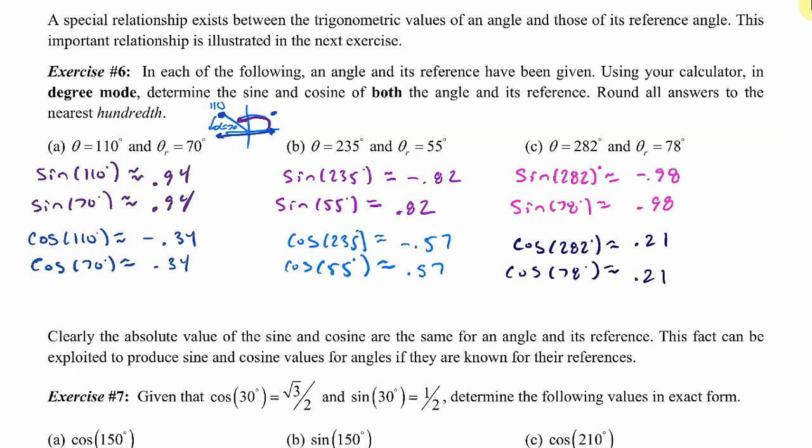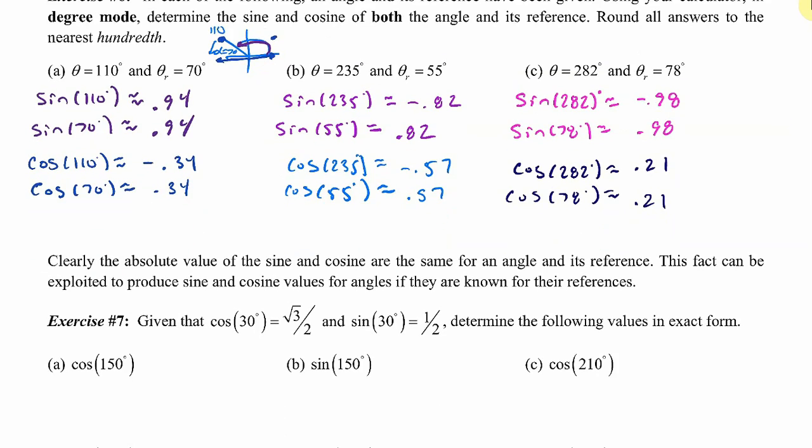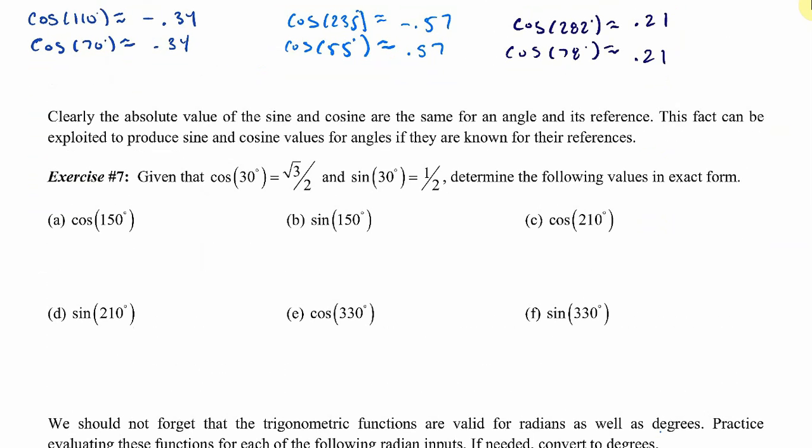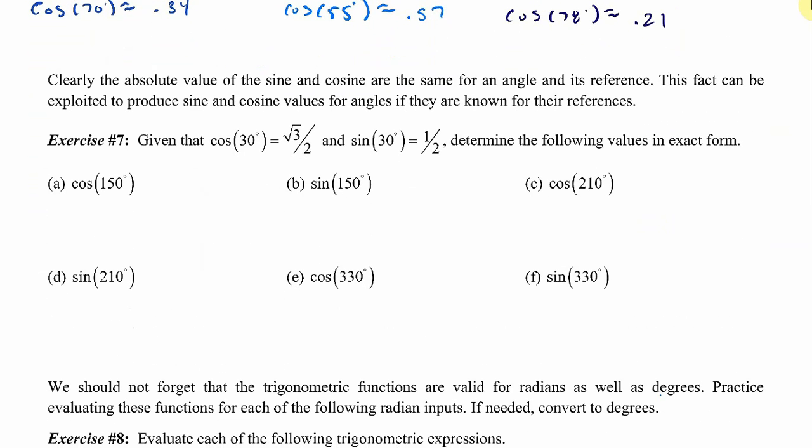Okay, so get used to reference angles, and that's what the next example is going to help us work with again. Clearly, the absolute value of the sine and cosine are the same for an angle and its reference. This fact can be exploited to produce sine and cosine values for angles if they are known for their references. So here they're telling us, look, remember that cosine of 30 is radical 3 over 2, and the sine of 30 is a half. Determine the following values, okay?